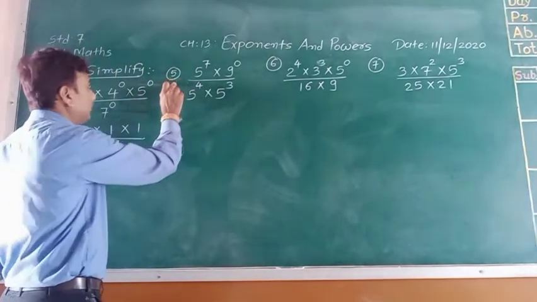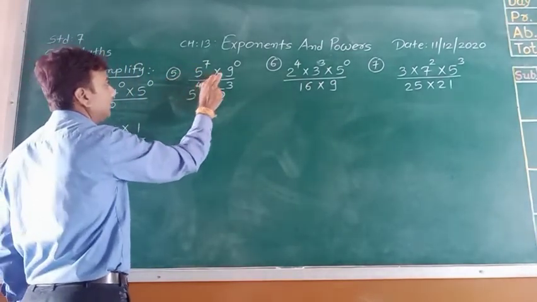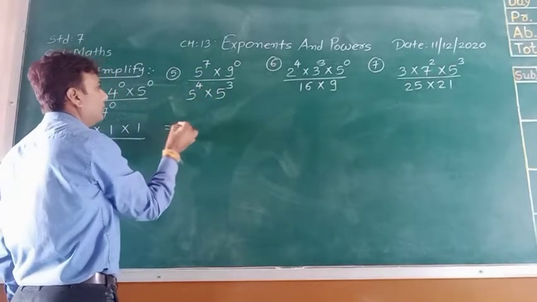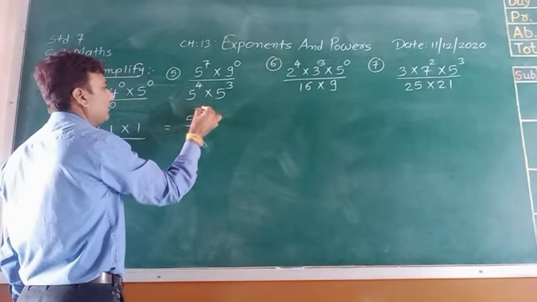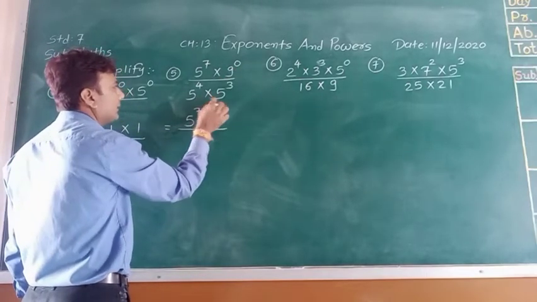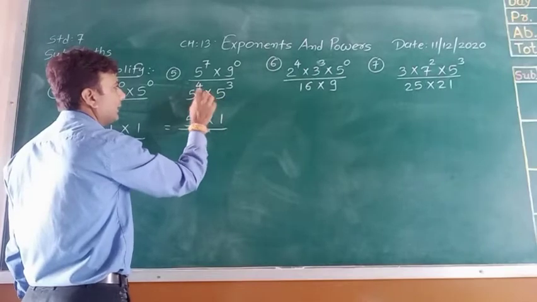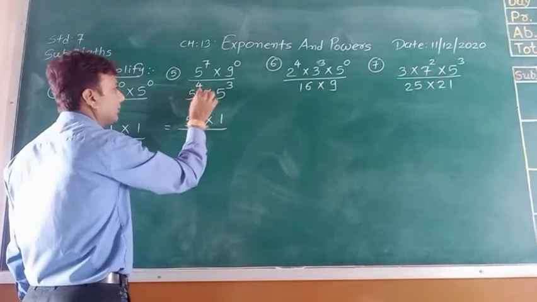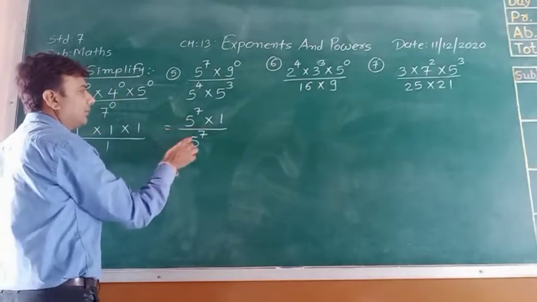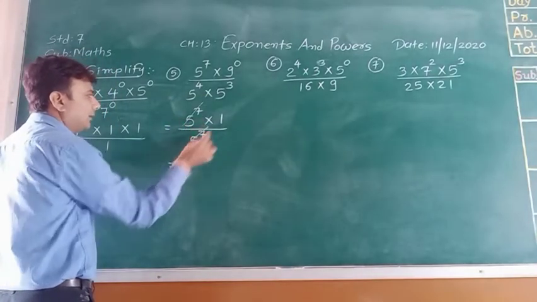Now this fifth number, sir, 5 raised to 7 multiply 9 raised to 0 upon 5 raised to 4 multiply 5 cube. So this 5 raised to 7, and this power 0, so we can write 1. Same base, multiplication, sum of their power, 4 plus 3, 7. Both have same base and same power, so we can cancel.